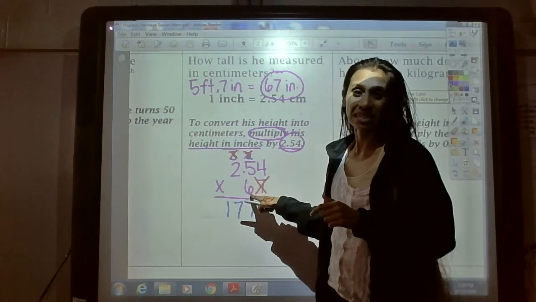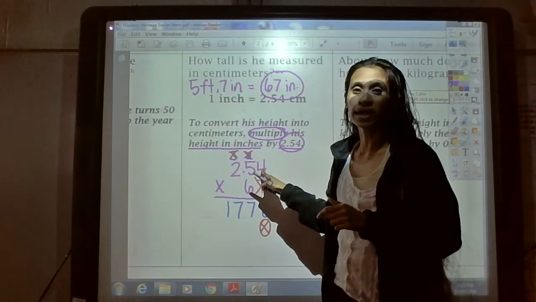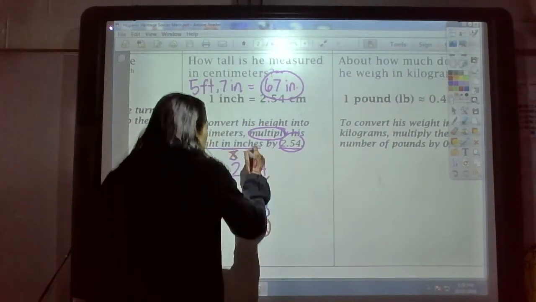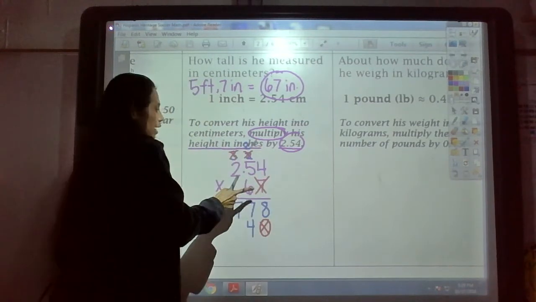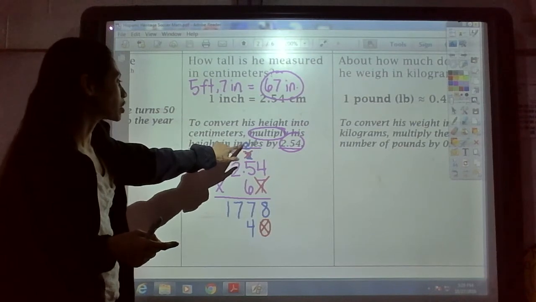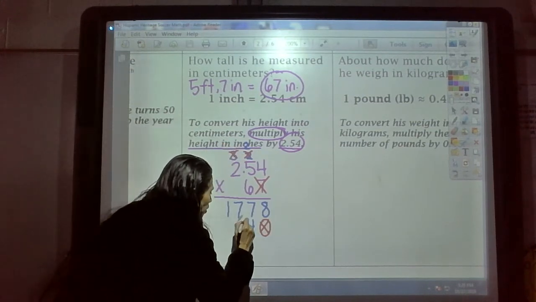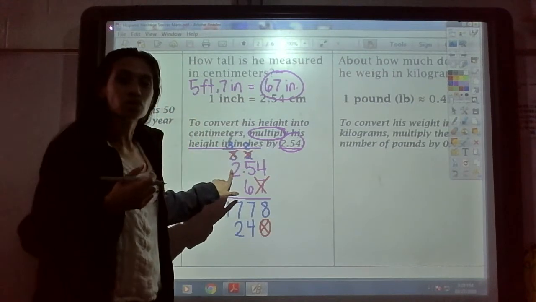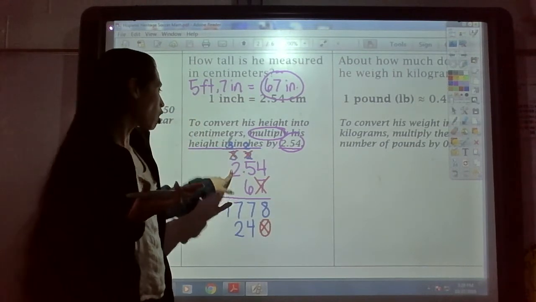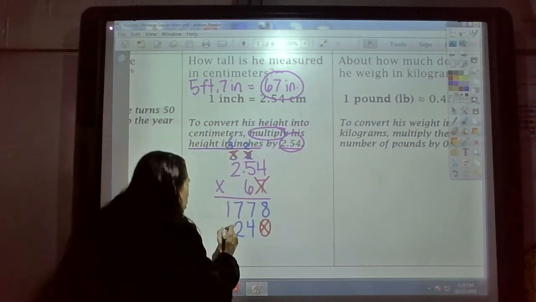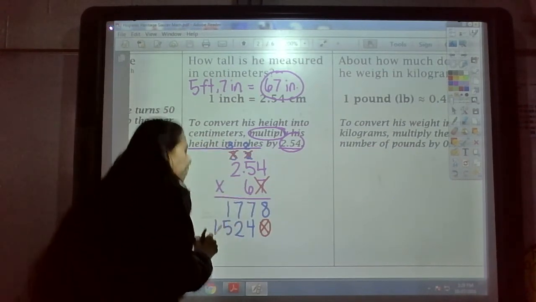Now we multiply by 6. 6 times 4 is 24. Write the 4, carry the 2 up top. And 6 times 5 is 30 plus 2 is 32. Write the 2, put the 3 up top. 6 times 2 is 12 plus 3 is 15. Write the 15. And now what?